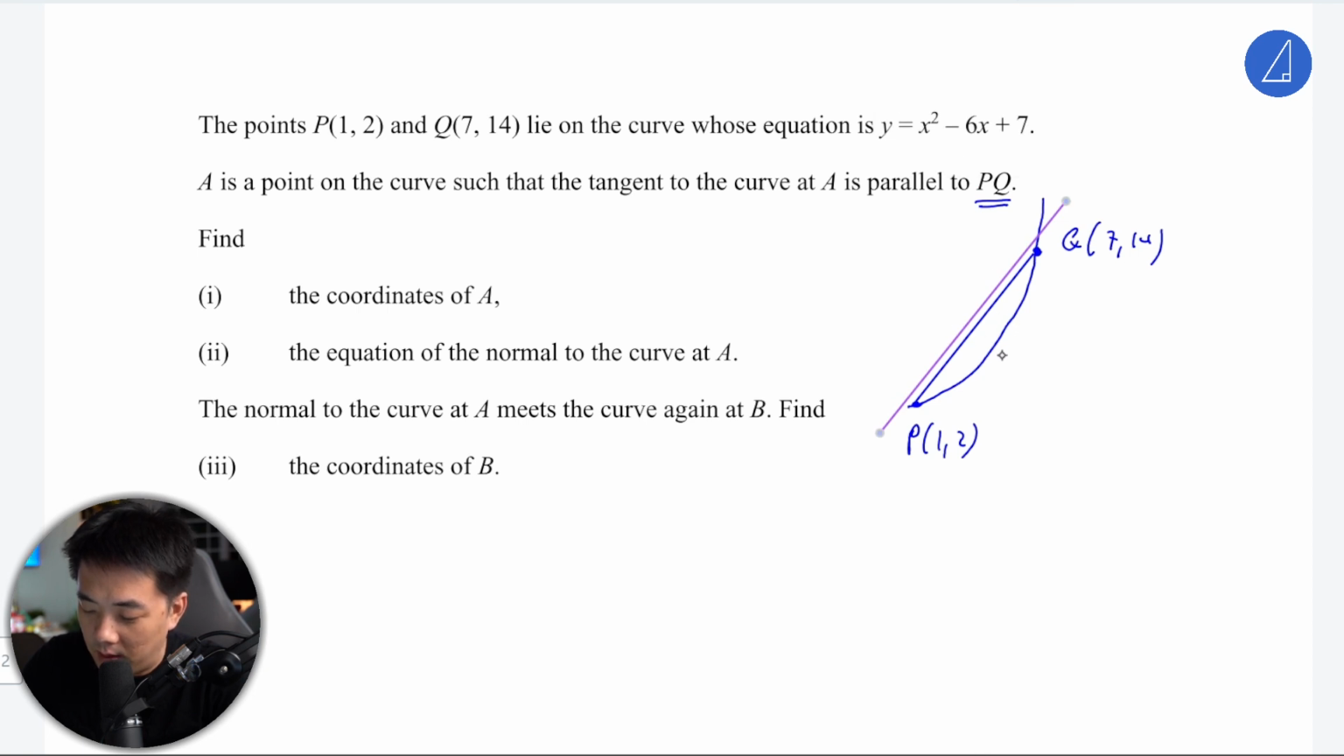Okay, so just draw it down. I'm just trying to understand the problem here by drawing it. So this is A that we need to find. That's what they're trying to say. Now find the coordinates of A. I think it's pretty okay.